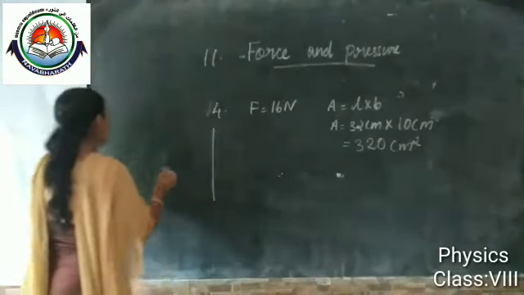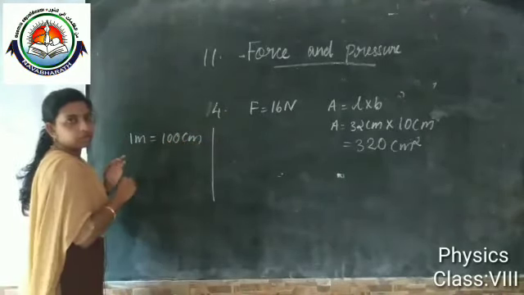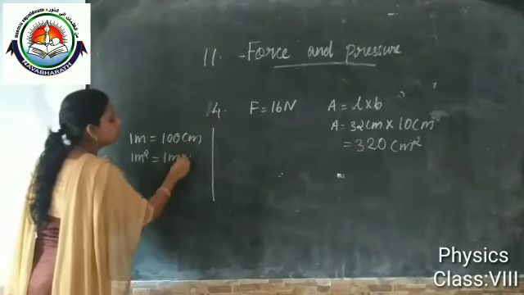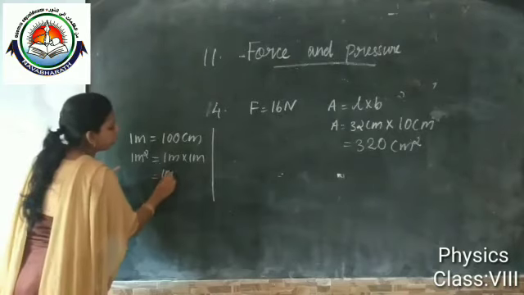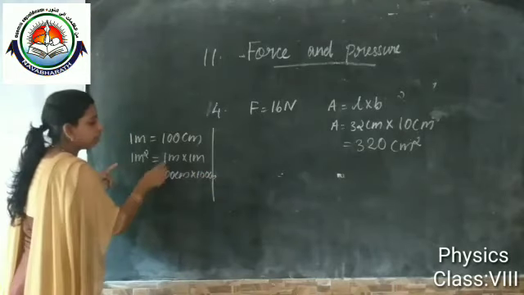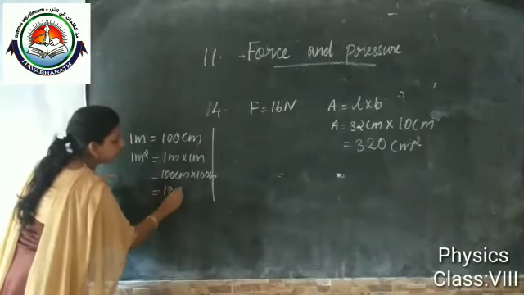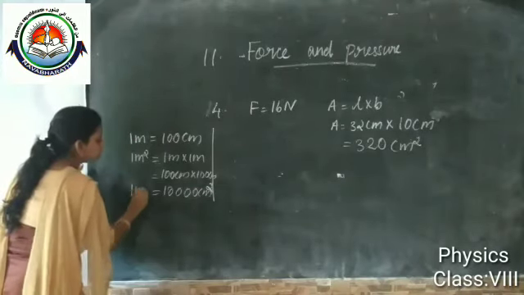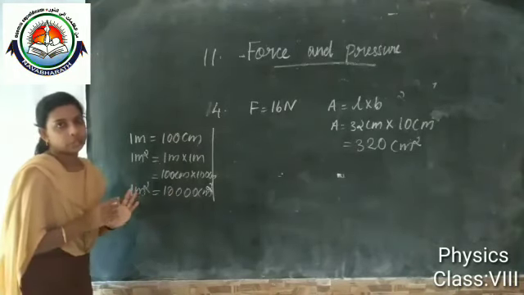Already we know that 1 meter is equal to 100 centimeter. Then 1 meter square is equal to 1 meter into 1 meter. You have to carefully observe it. That is equal to 100 centimeter into 100 centimeter. So it becomes 100 into 100, 10,000 centimeter square. So 1 meter square is equal to 10,000 centimeter square.